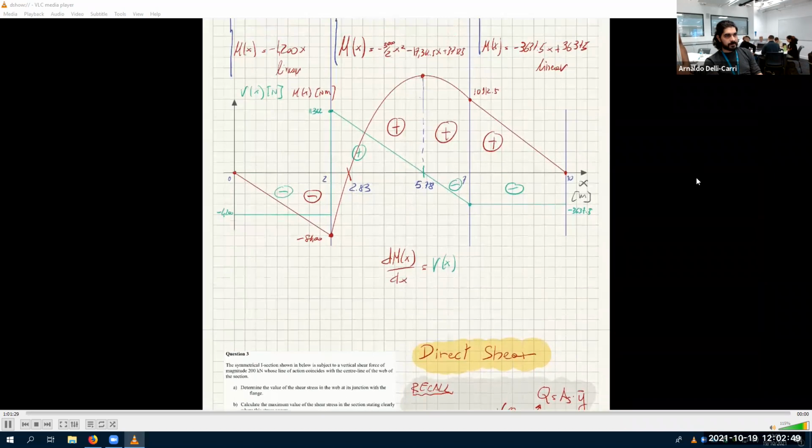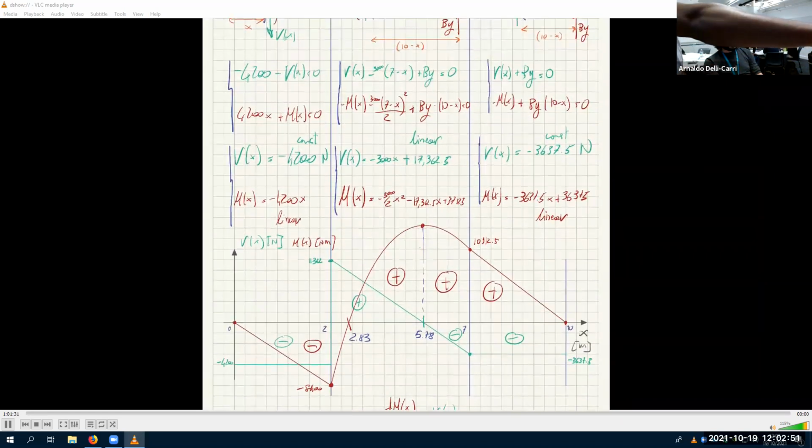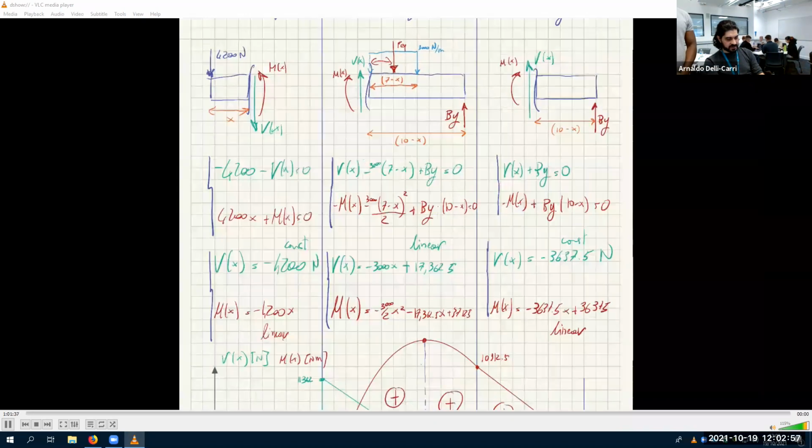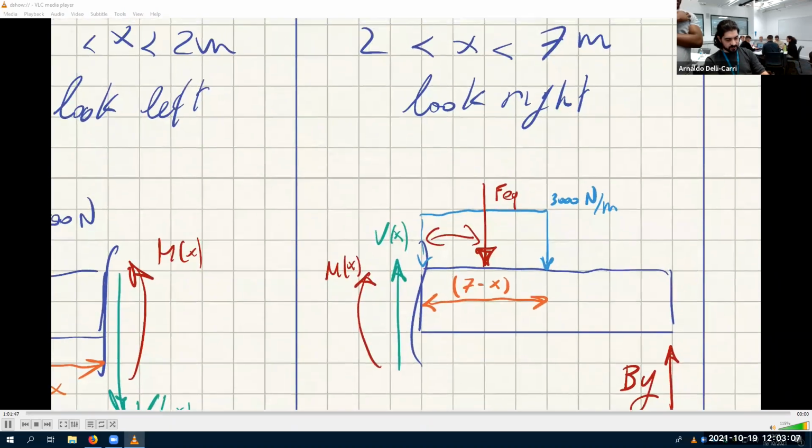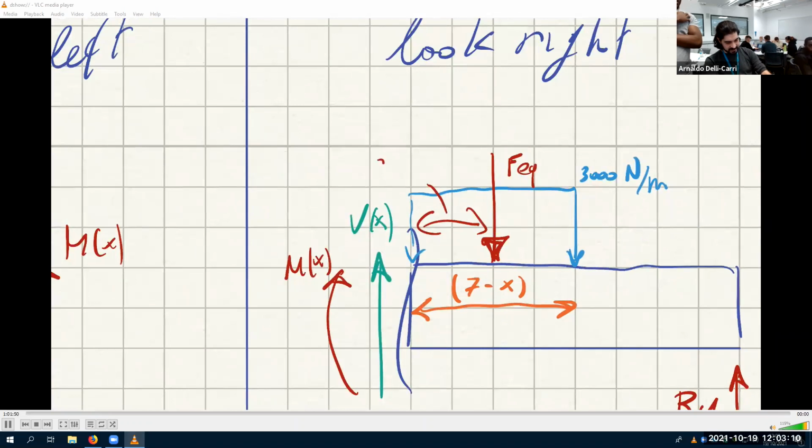How do you see the moment? So you see this one. How do you always know this 7 minus x squared all over 2? Because this is this force, which is 3,000 times 7 minus x, applied at the distance, which is this distance here, is 7 minus x divided by 2. You agree that this distance here, this is 7 minus x, this is half of this. Okay, so if you do this times this, you get 7 minus x squared divided by 2.